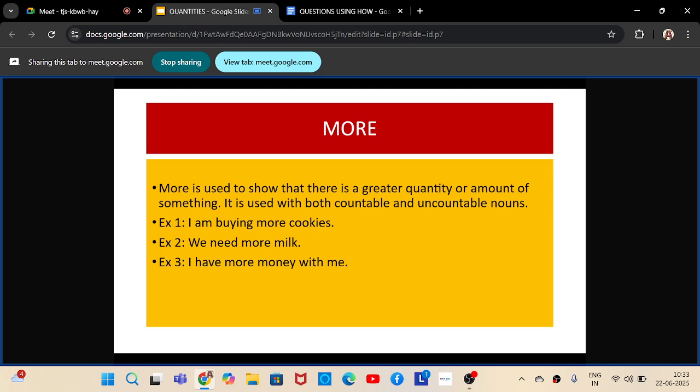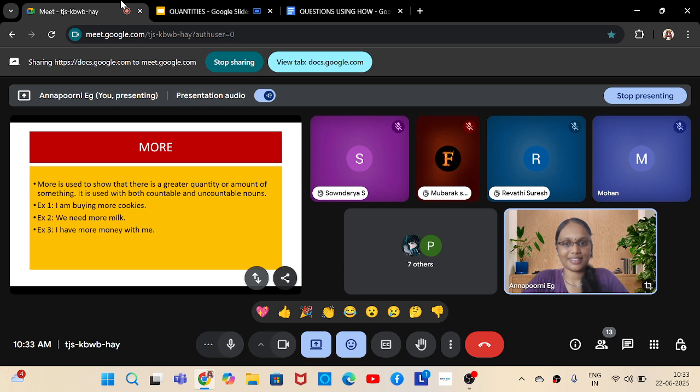This more is like some. There is one special thing about some, no? What is that speciality? It is used with both countable and uncountable nouns. Some is used with both countable and uncountable nouns. Likewise, more can also be used with both countable and uncountable nouns. More has the same meaning as many and much. More is used to show that there is a greater quantity or greater amount of something, and it is used with both countable and uncountable nouns.